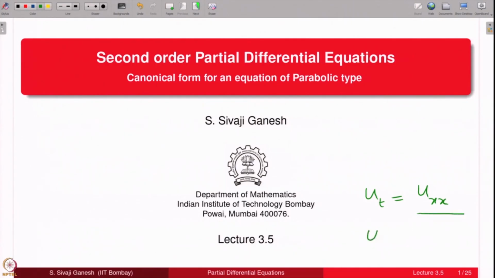In particular, uxt is not present and utt is also not present. So, this is what we are planning to do. Given an equation of parabolic type, an equation which is parabolic at every point in some domain, we want to change coordinates so that the transformed equation will feature exactly one such second order partial derivative, with respect to the same variable twice, and the other variable is completely absent.